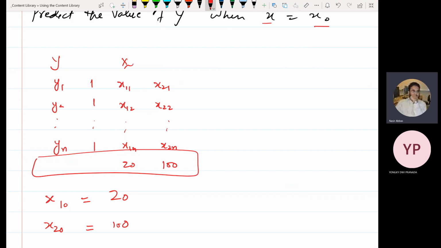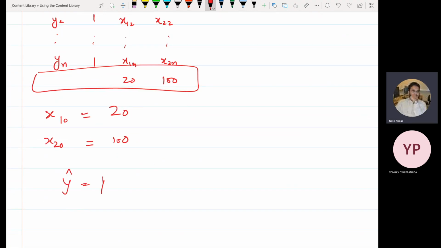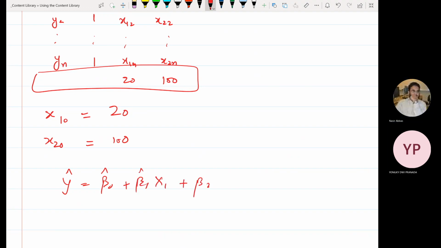To do this, what will you do? Put it into the equation. You have this equation, correct? Y hat equals beta naught hat plus beta 1 hat x1 plus beta 2 hat x2. Put it into the equation and you get the point estimates. Any problems? No problems. Put x1 equals 20, x2 equals 100, and you get the y hat. And the same is the estimate of the mean of y, because the point estimates are the same.